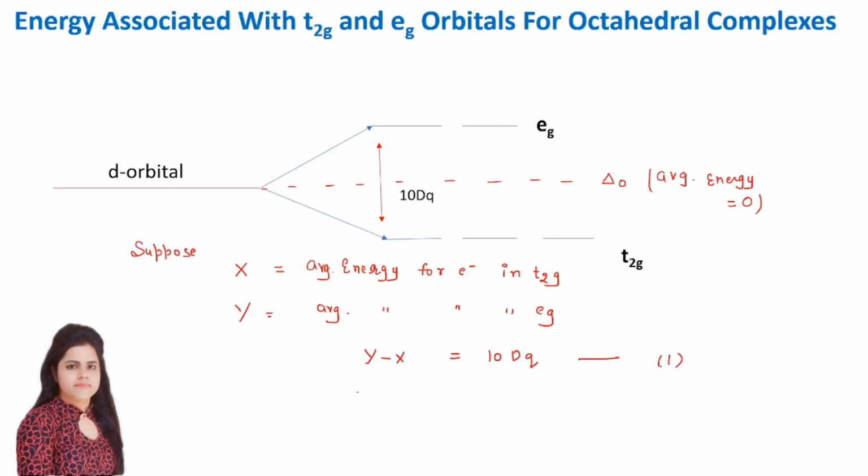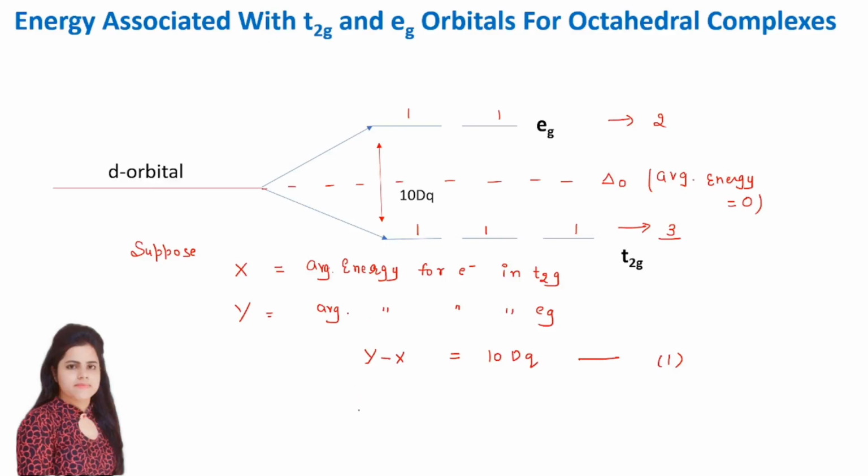For the next equation, I have to see how many degenerate orbitals are in t2g and how many degenerate orbitals are in eg. Degenerate means same energy level. As you can see, in t2g we have 3 orbitals which have the same energy, they are on the same level, so 1, 1 and 1. 3 degenerate orbitals are there, and in eg we have 1 plus 1, 2 degenerate orbitals.